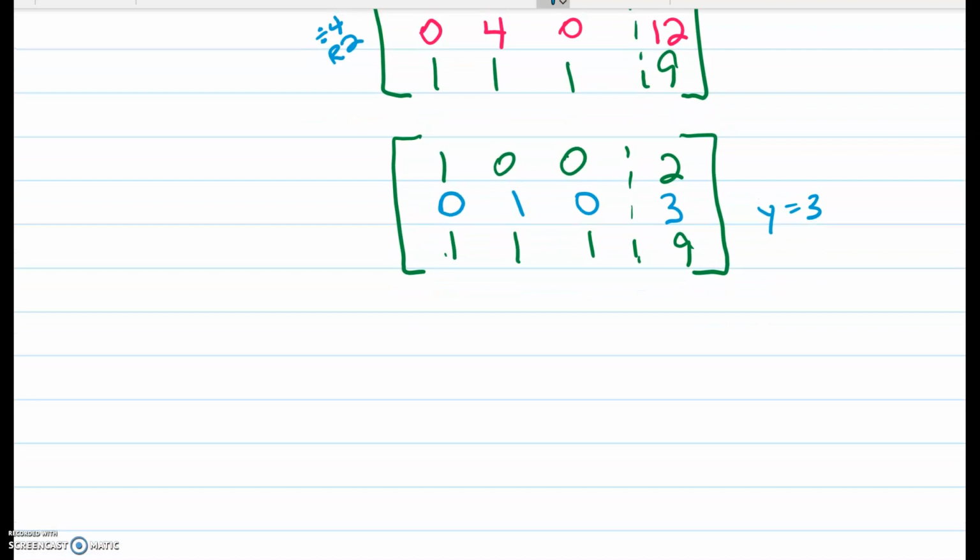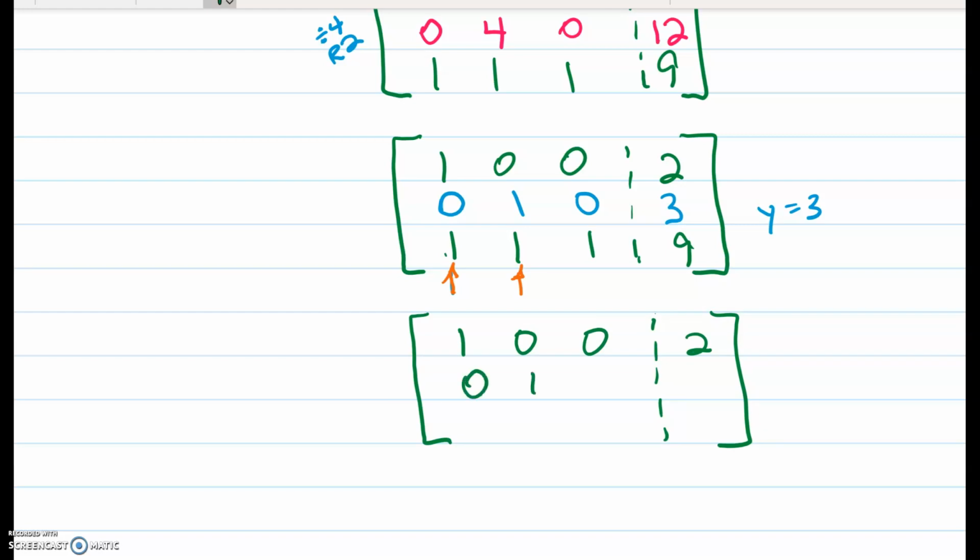Now, to finish this process, I just need to make this number a 0 and this number a 0. But I can't do it all at once. I'm going to have to do this in two steps. All right, so let me just capture in the next matrix. I already have the first row. I already have the second row.